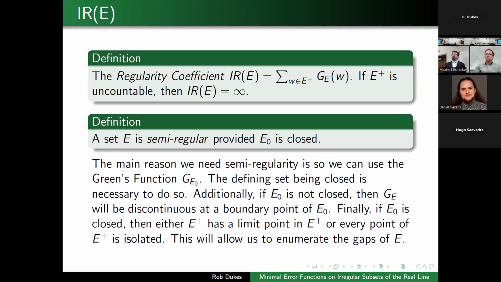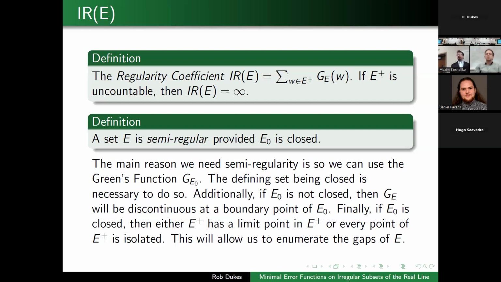For one thing, we want to be able to say what is the Green's function on E naught. Well, the way we define Green's functions was with a closed set and being harmonic on the open set that's its complement. If it weren't closed, we might be able to work around that, but it would take some extra work. If E naught is not closed, the Green's function will be discontinuous at its boundary points. This is a theorem that on the supports of the harmonic measure, any point where it's continuous, it will also be zero. So we get discontinuities.